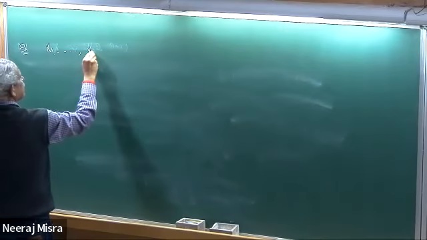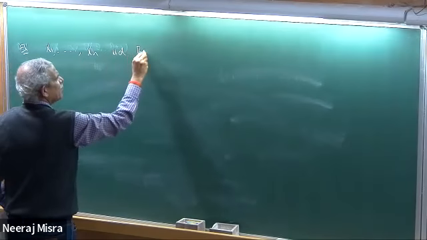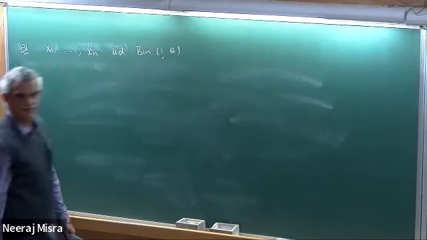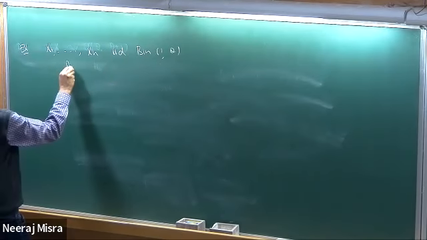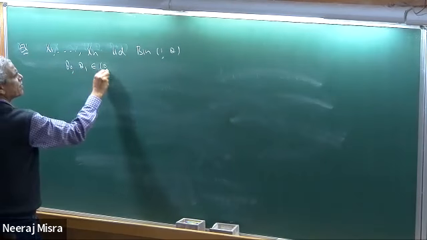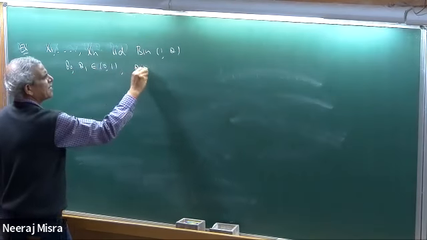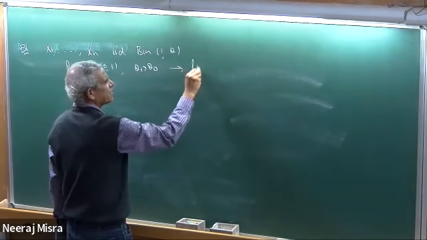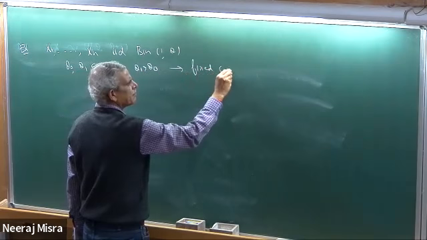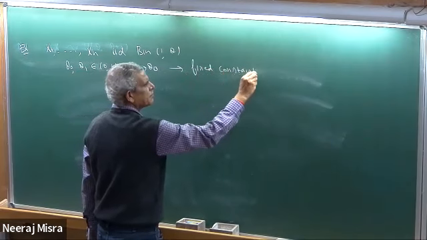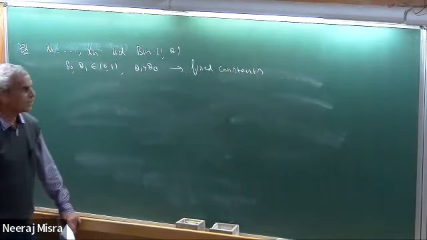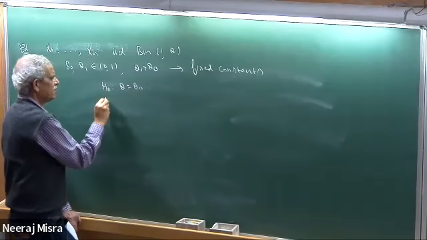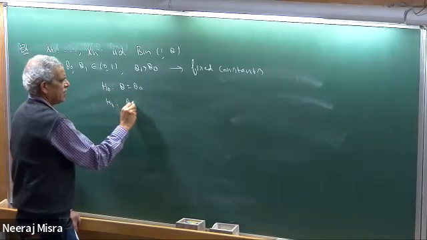X1, X2, ..., Xn are IID binomial(1, theta). Theta 0 and theta 1 are fixed constants such that theta 1 is greater than theta 0. So these are fixed constants. All right, suppose you have to test H naught: theta is equal to theta 0, against theta is equal to theta 1.